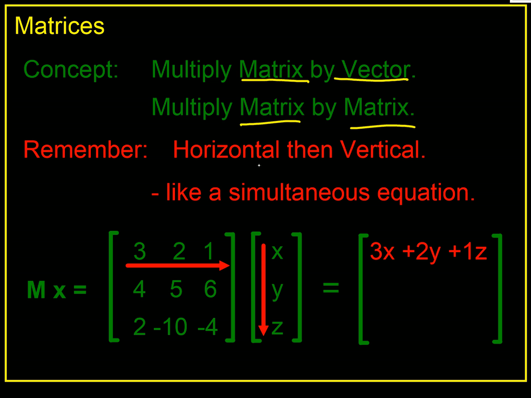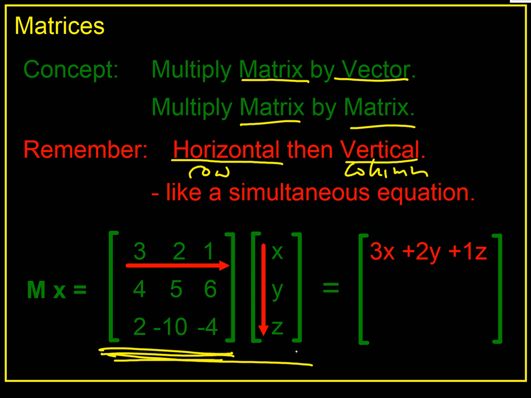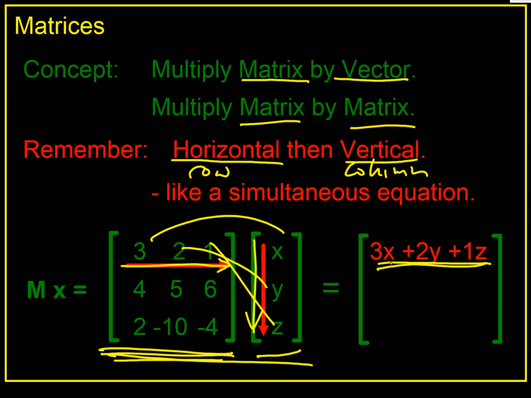But it is absolutely essential to get this right that we start by taking the horizontal, a row, and then we use those coefficients to multiply by a vertical, or column, just like we did in the simultaneous equations. So if you're ever in any doubt, go back to this situation where we've got a matrix times a vector. If I want this top value here, I'm taking my top row, multiplying it by my vector column, 3x, 2y, 1z, and then we're adding them together. So if you're ever in any doubt, go back to that. There you go. Hope that's of use.